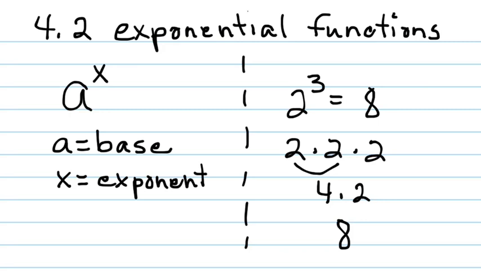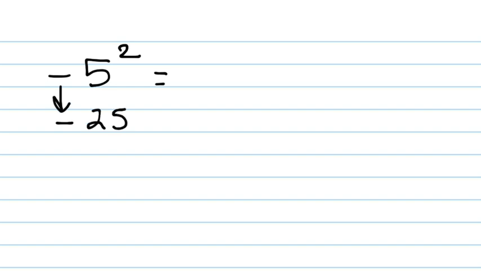Not 6. Don't ever multiply the base times the exponent. There's never a time when that's okay. All right? Now you have to be careful about what the base is, because if you have a sign, it's not part of the base in most cases. So here, the negative is just going to come down. 5 to the second power is 25. Okay? So our completed answer is negative 25.